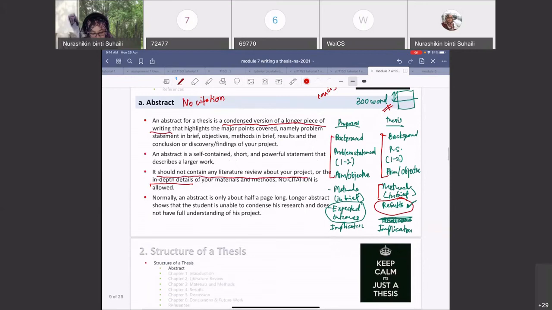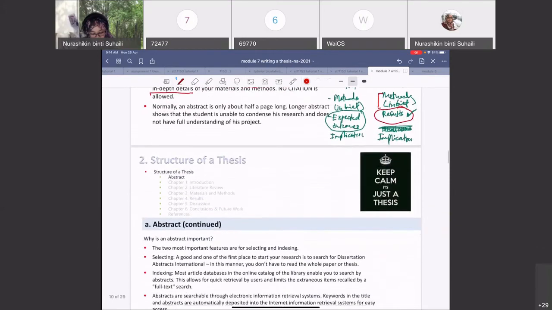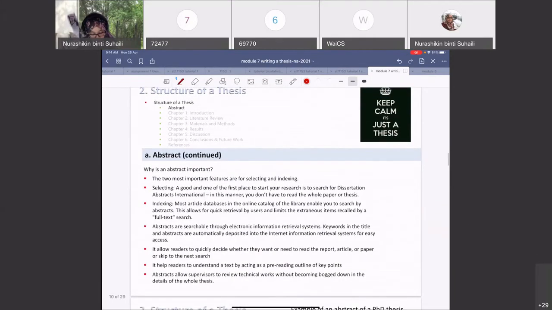An abstract is only half a page. Okay, I've mentioned about that. Two most important features, selecting and indexing. Selecting a good one.